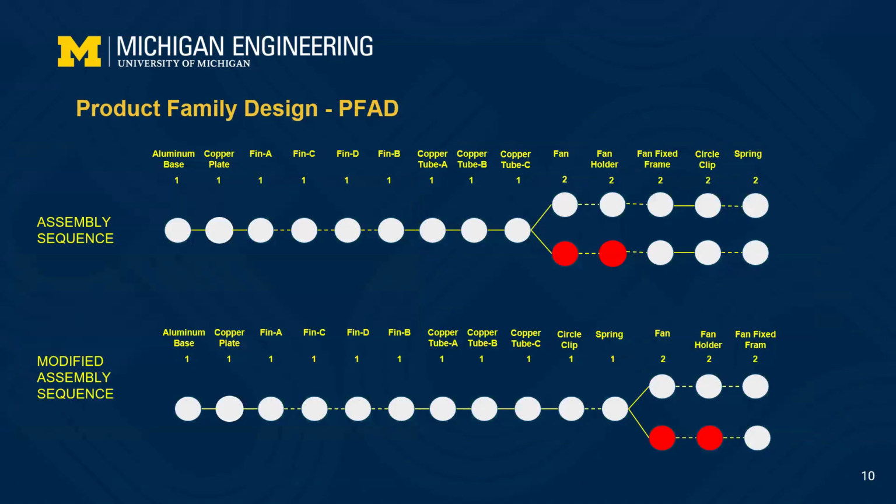Here is our feasibility assembly sequence. You can see the original and modified assembly sequences. The modified sequence places the integration of the circle clip and the spring before the fan. This better optimizes delayed differentiation and therefore optimizes the assembly sequence.